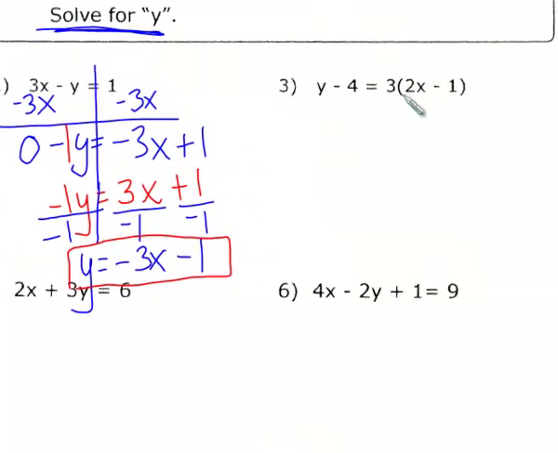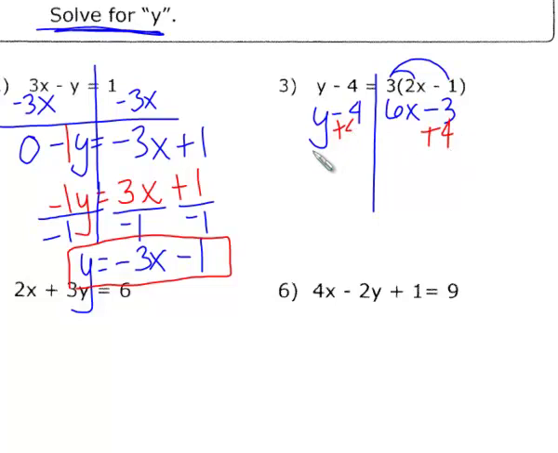Let's take a look at number 3. This one is a little bit different, but still the same process. Whenever I have a number outside of a parentheses like this, we know we need to distribute. So I take that 3, multiply it by my 2x, and I get 6x. Then I have 3 times negative 1, and I have a negative 3. Over here, nothing changed. Now I need to, again, get y by itself. So I'm going to add 4 to both sides.